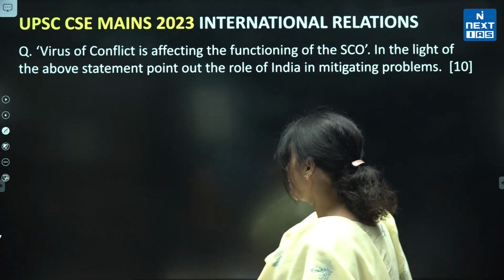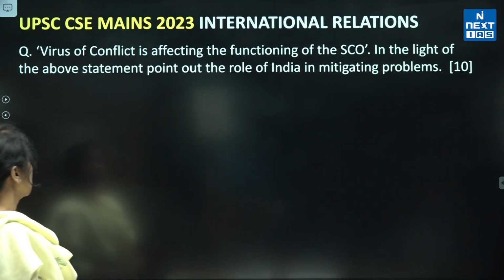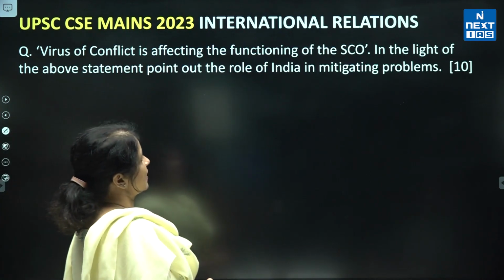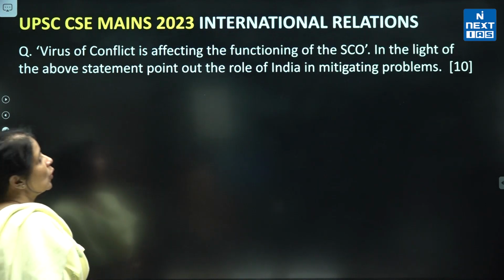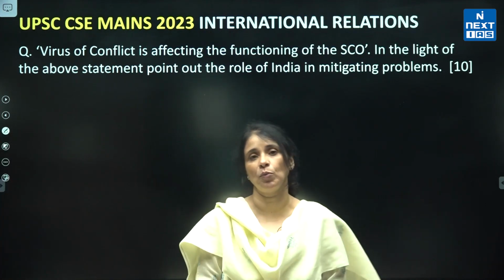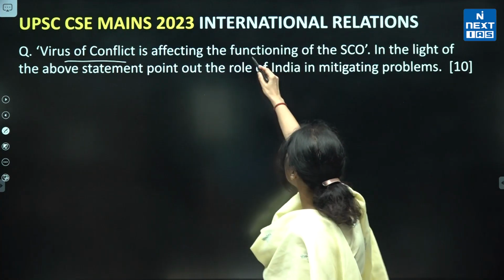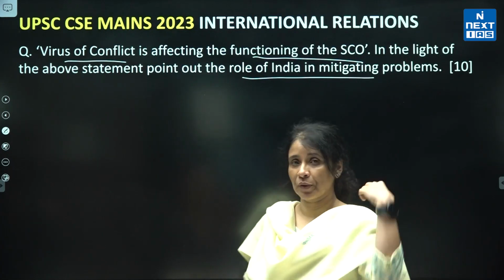So if we continue with the discussion, number 1 question is, virus of conflict is affecting the functioning of the SCO. In the light of the above statement, point out the role of India in mitigating problems. So virus of conflict affecting the functioning of SCO and role of India in mitigating the problem.